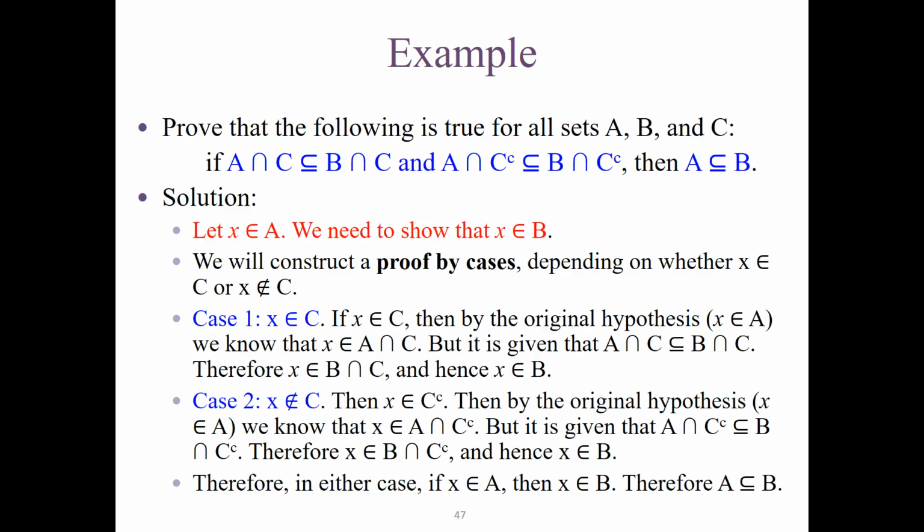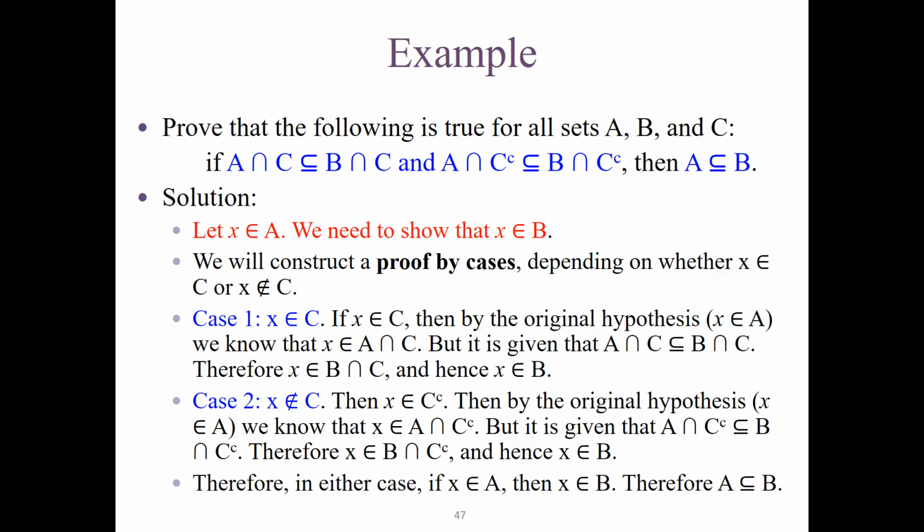Okay. Next, we can prove by cases because we have C and C's complement. So next we divide the step into two different cases. Once x is in A, then we need to consider if x is in C or in C's complement. For the first case, we consider x is also in C. Next, let's see what happens. If x is in C, then by the original premise x is also in A. So we have x in A and x also in C. Then we have x in the intersection of A and C.